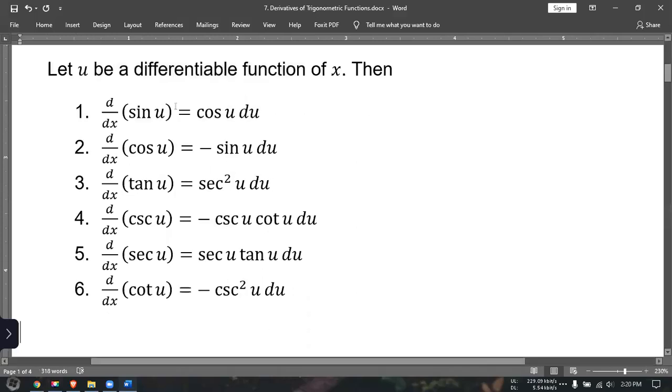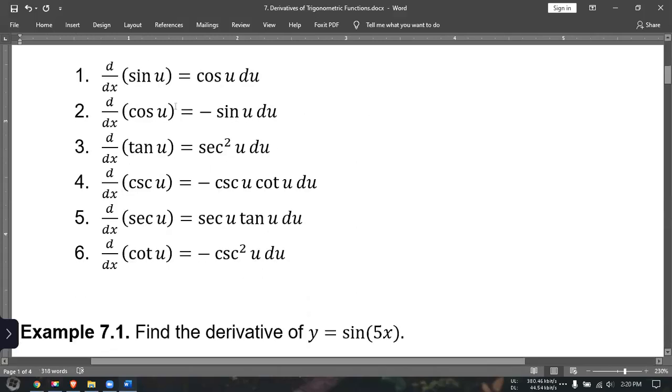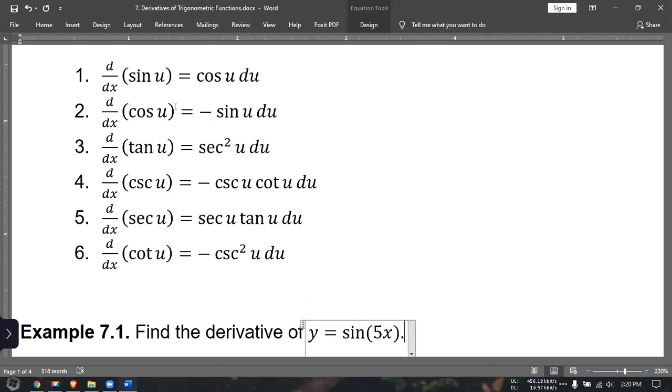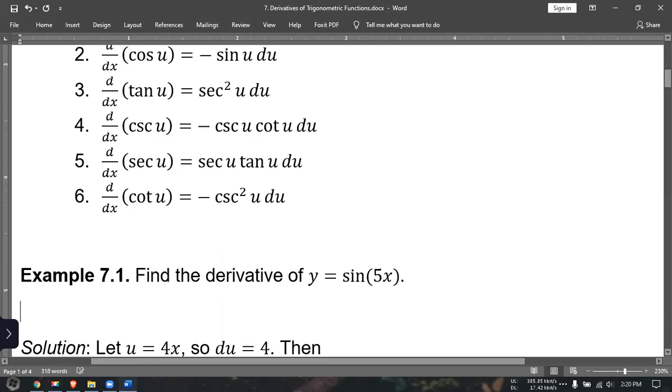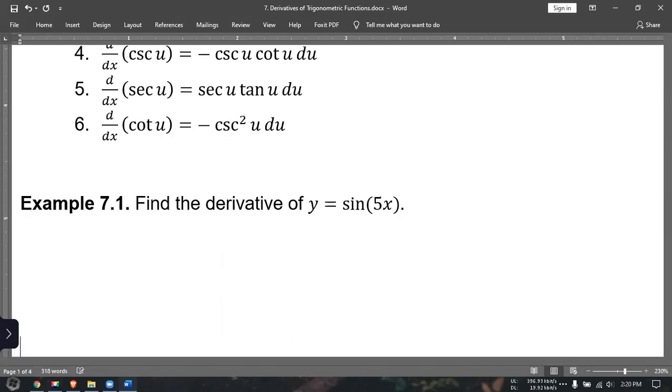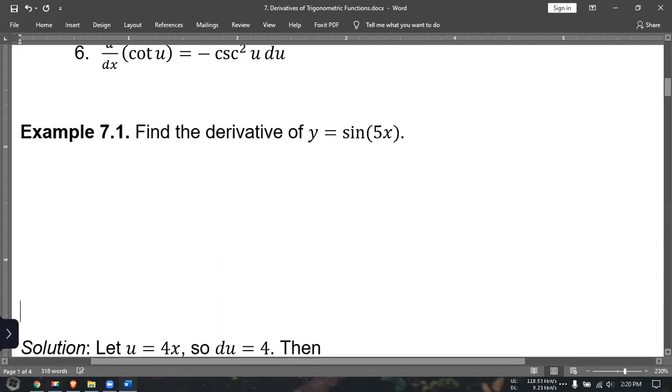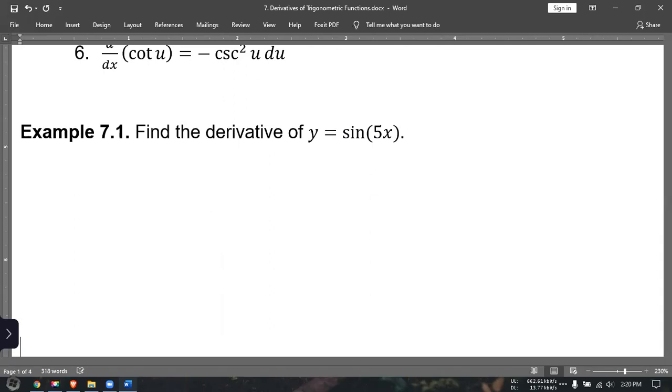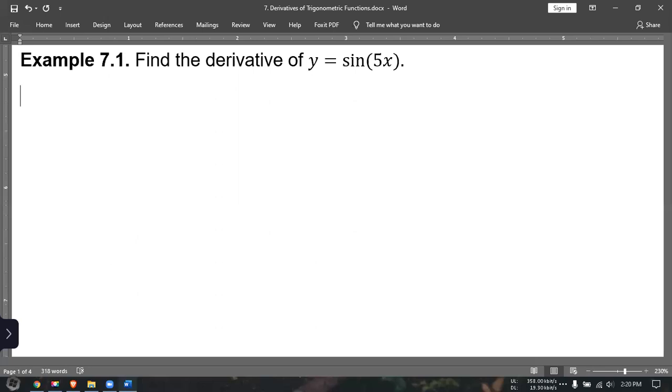Example number one. Find the derivative of y is equal to sine 5x. This is what I'm telling you now. Our u. By the way, u there is actually the measure of the angle. It is not a constant. It is the measure of our reference angle using the sine function.